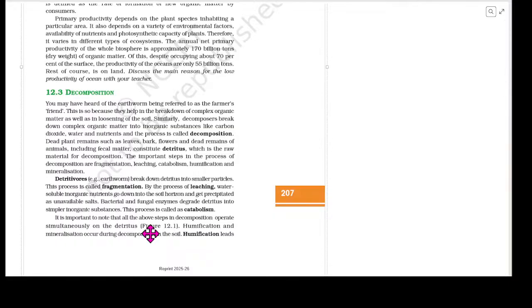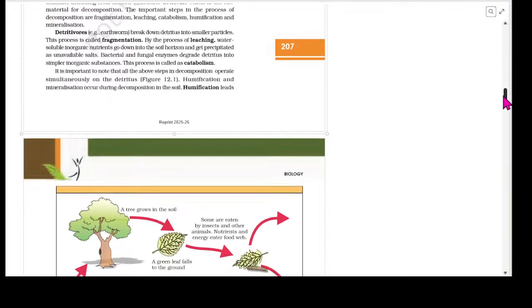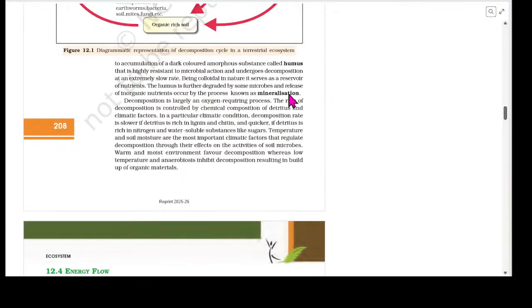Humification and mineralization occur during decomposition in the soil. Humification leads to accumulation of a dark colored amorphous substance called humus that is highly resistant to microbial action and undergoes decomposition at an extremely slow rate. Being colloidal in nature, it serves as a reservoir of nutrients. The humus is further degraded by some microbes, and release of inorganic nutrients occurs by the process known as mineralization.